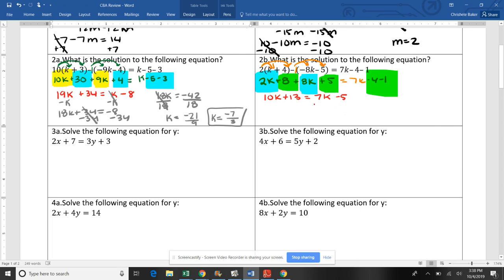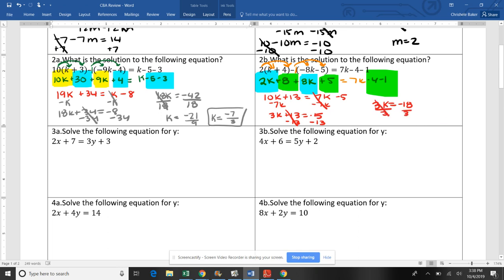Next, I'm going to move my variables to the left. So on the right, I have a positive 7K. I will subtract 7K. 10K minus 7K is 3K. Then I will add or subtract my constant to the right. So that's minus 13. So I am left with 3K is equal to negative 18.